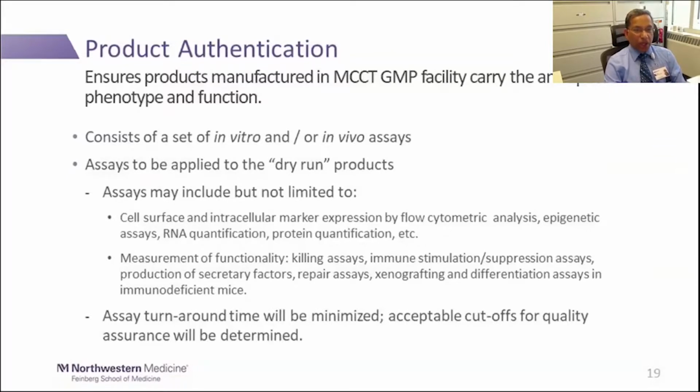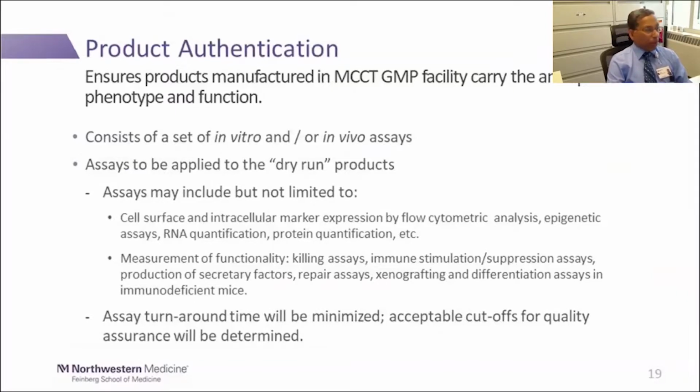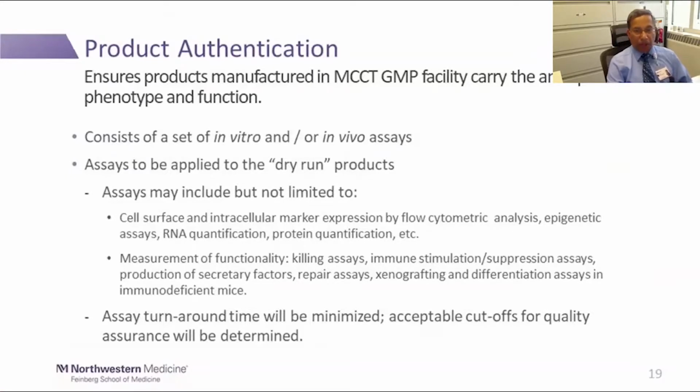Coming to the product authentication. Within these main functions of the immune monitoring core or the Core B, one of the functions is product authentication. This consists of a set of in vitro and in vivo assays applied to the dry run product. You will see about that in the next slide. And these assays may include, as shown in this slide, the turnaround time for getting the assay results will be minimized, and acceptable cutoff for quality assurance will be determined.